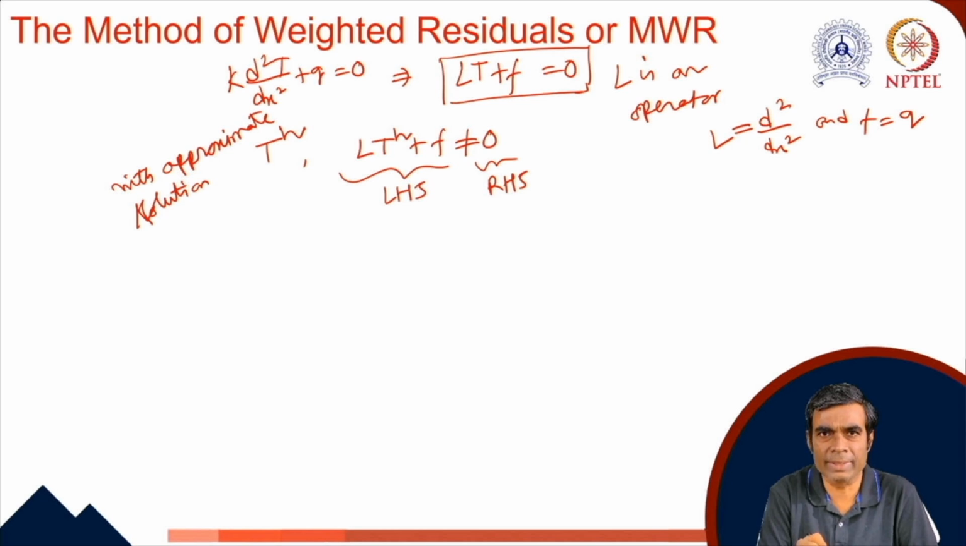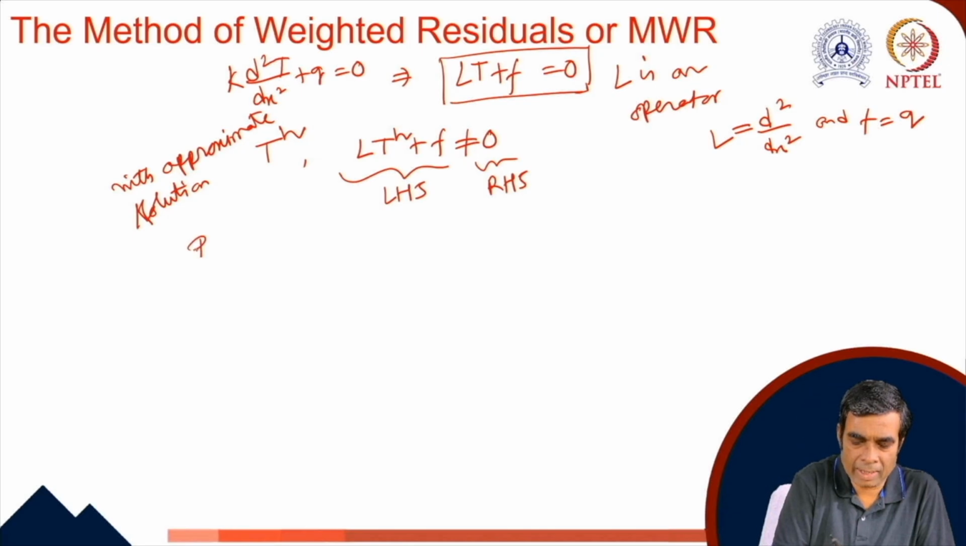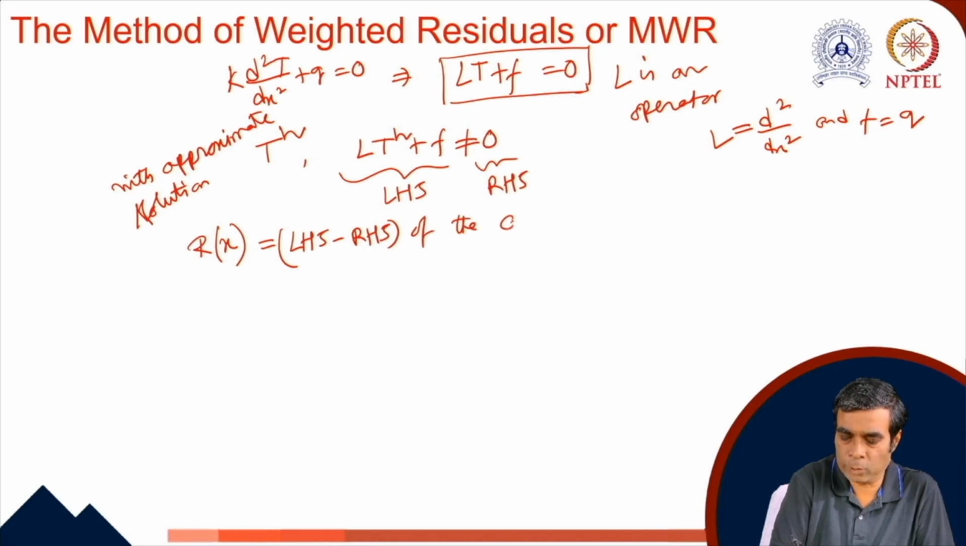So this difference, which is a function of spatial coordinates, is known as the residual of that particular governing equation. Residual is denoted by the symbol capital R. This is a function of the coordinates. So residual equals LHS, left hand side, minus RHS of the approximate equation.